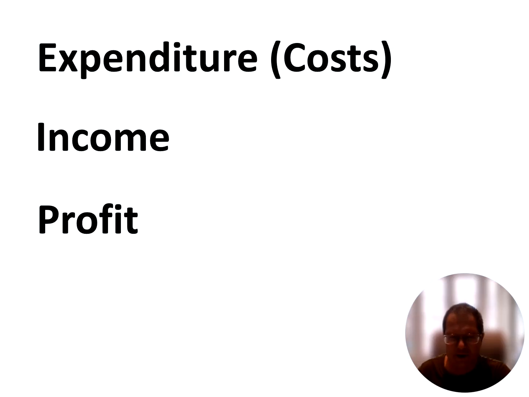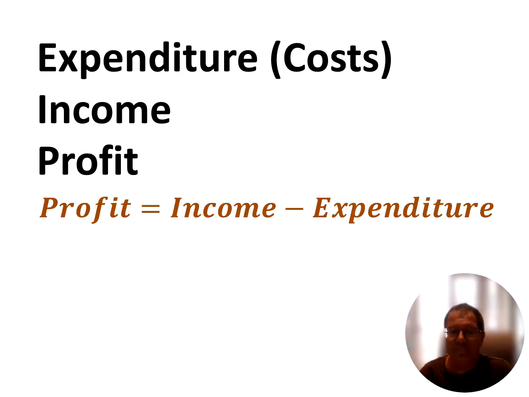So if you're running a business, expenditure is all the money that you're paying out for things, income is all the money that you're taking in, and then profit will be the difference. So for example, if you spent £200 in expenditure, but your overall income was £300, then you would have made a £100 profit, which is 300 minus 200.